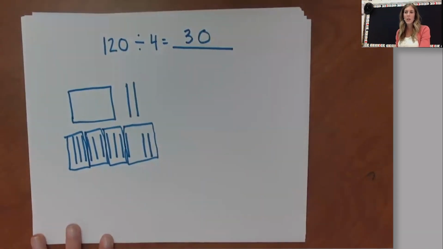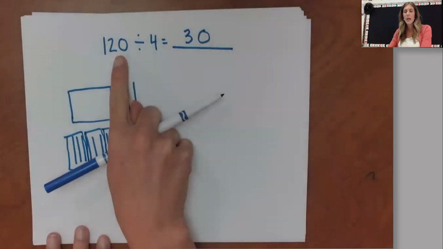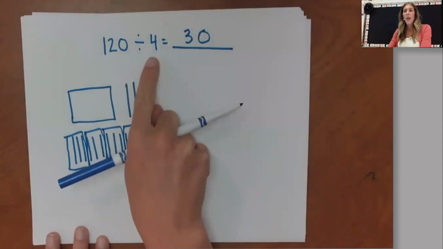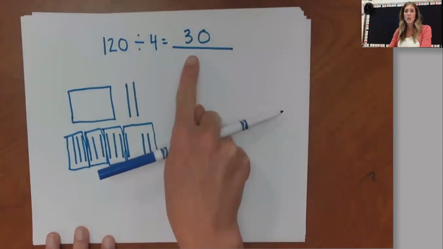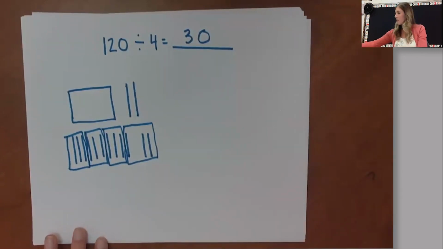So let's think back to the context of the problem. We had 120 students sitting in 4 equal rows. So that means that 30 students will sit in each row. What if the division problem was 1,200 divided by 4? Let's take a look at that.